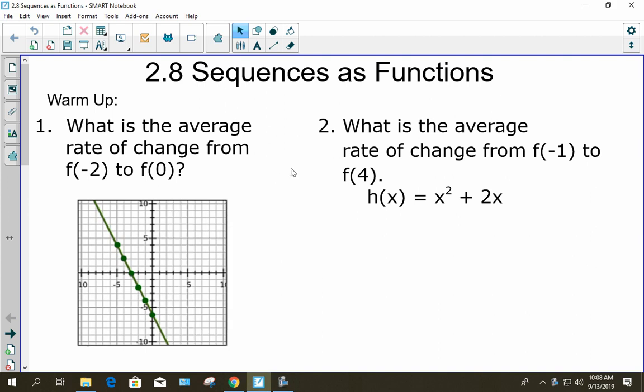Okay, this is lesson 2.8, sequences and functions.